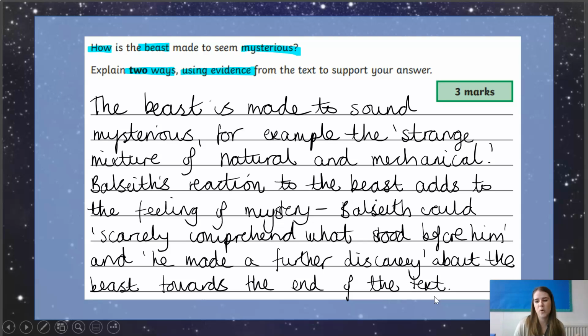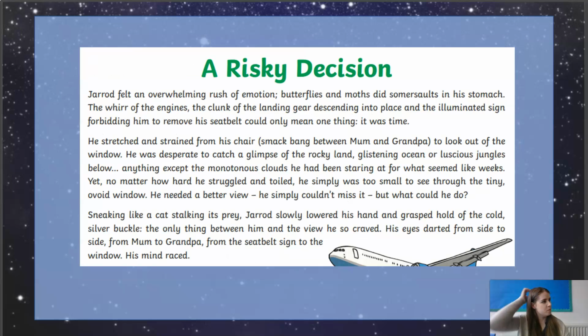So that's what we call point, evidence, explain. But here what I've done is I've used my point and my evidence. I've made my point, okay, and I've used the evidence to explain it. Okay, and that's how I get the 3 marks for those questions, okay? So what I want you to do is pause the video and have a go at doing this one for me. And we're going to have a go at answering another question.